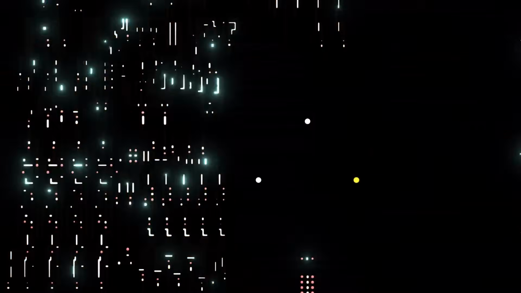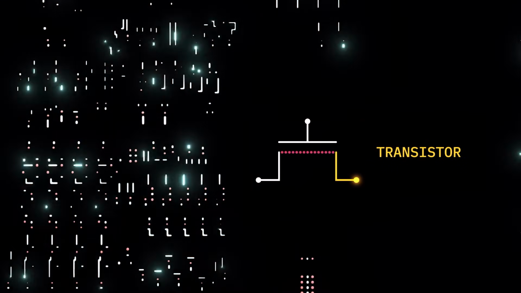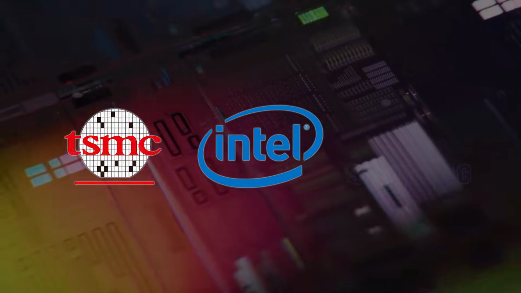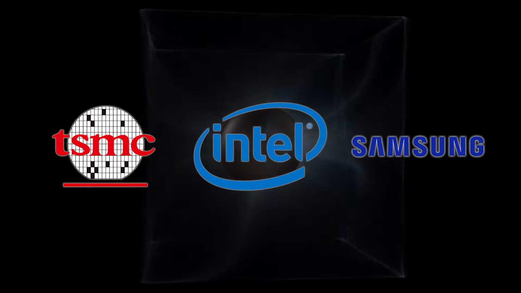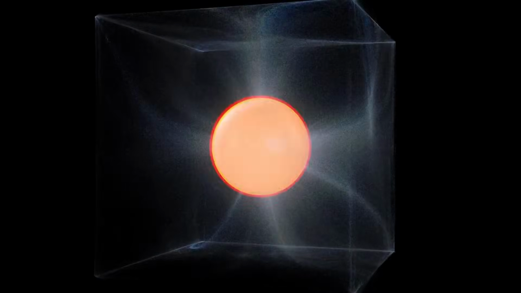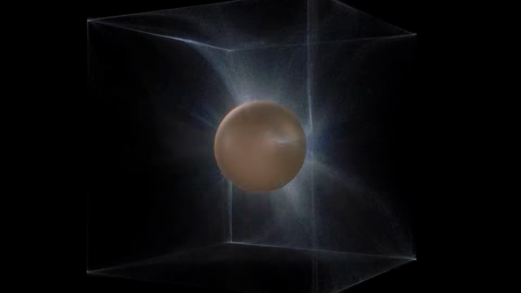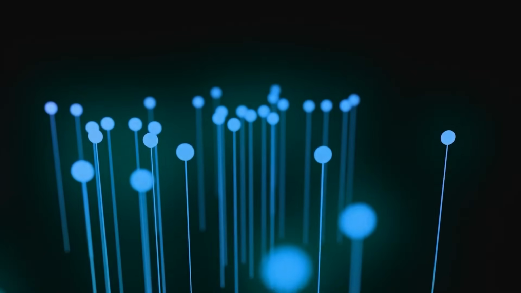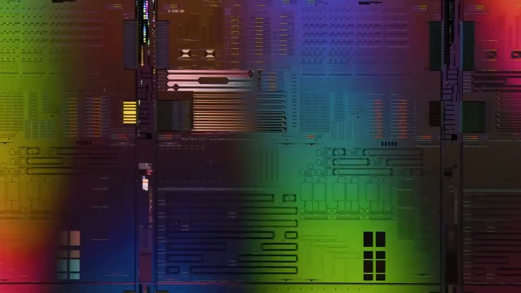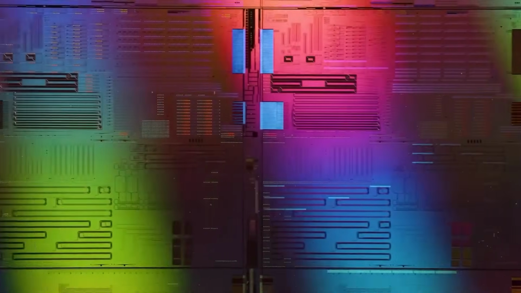For decades, the semiconductor industry pushed that wall back by shrinking transistors. That strategy fueled the rise of Intel, TSMC, and Samsung as process leaders. But today, transistor scaling is approaching both physical and economic limits, a reality even the most advanced foundries now openly acknowledge. This is where monolithic 3D integration diverges from the industry's dominant path.